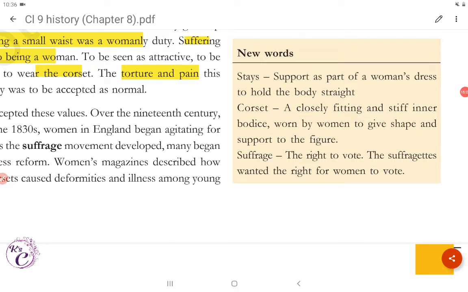Corset, a closely fitting and stiff inner bodice worn by women to give shape and support to the figure. Suffrage, the right to vote. The suffragettes wanted the right for women to vote.